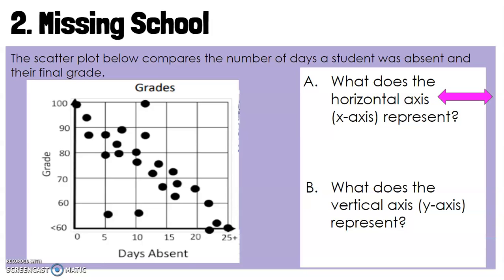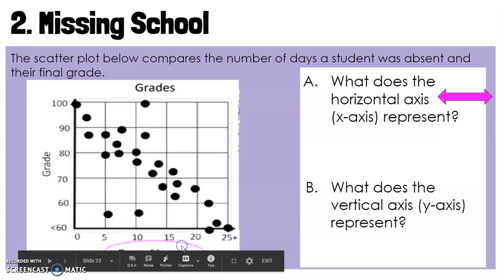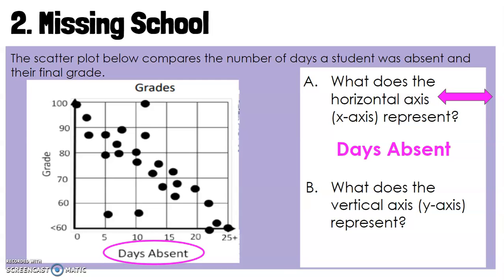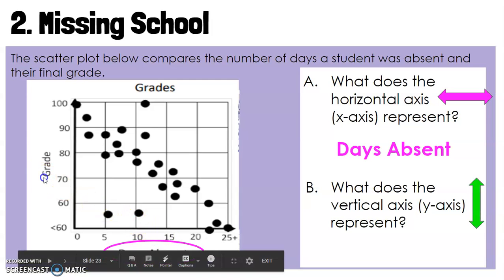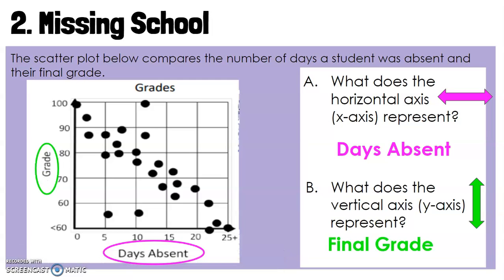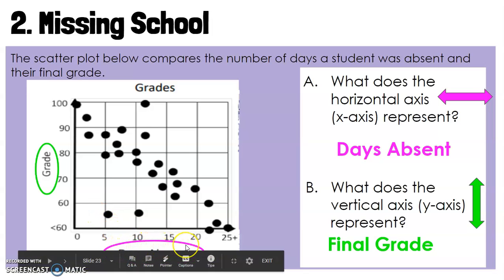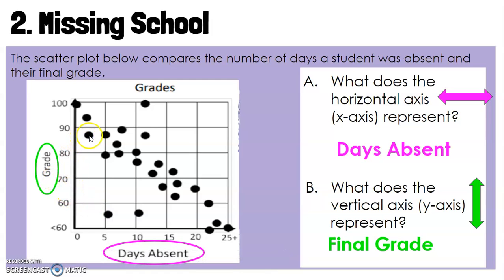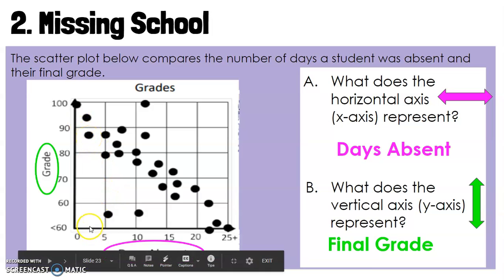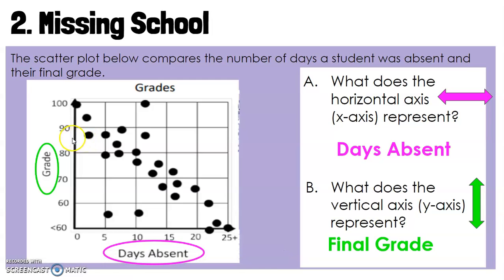So the horizontal, the one that goes left to right, the x-axis, is the days absent. And on the y-axis, the one that goes up and down, the vertical one, we see that we have grades. And looking at the title, or the description, we know that it is a final grade. So we're comparing the days a student misses school and their grade overall, their final grade. Each point is a particular student, and it tells us how many days they were absent and what their overall grade was.